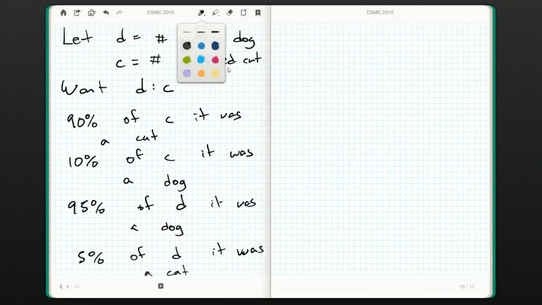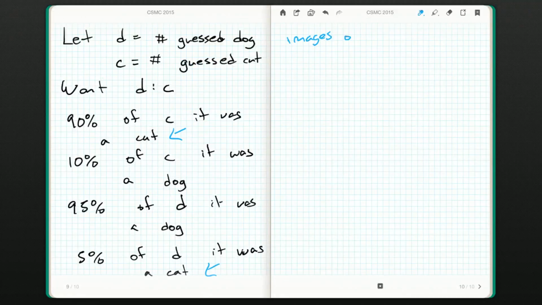So I'm going to get my blue pen out just to make sure. Image was a cat, image was a cat. So we can work out the number of images that were cats. It's going to be 90% or 0.9 times C plus 5% or 0.05 D. And we don't care what she guessed. We just want to know, was the image actually a cat? And these are the two times it was a cat. 90% of the time when she guessed cat, it was a cat, and 5% of the time when she guessed dog, it was a cat.